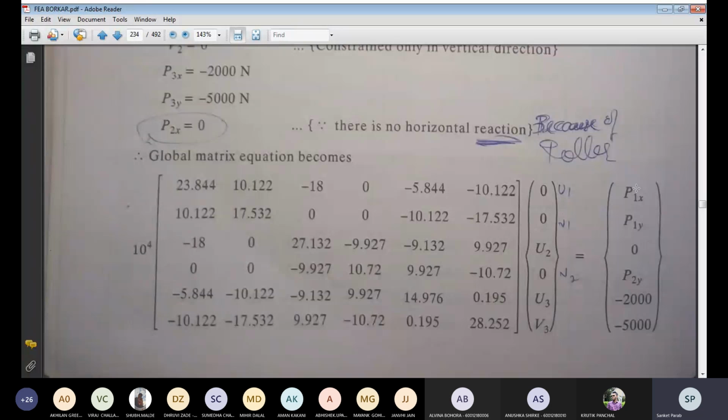Now with these boundary conditions, try to find out the other values. I'll give you 5 minutes. Try to find out these values and then we'll discuss it. Quickly try to find out U2, U3, V3, P1X, P1Y, and P2Y.